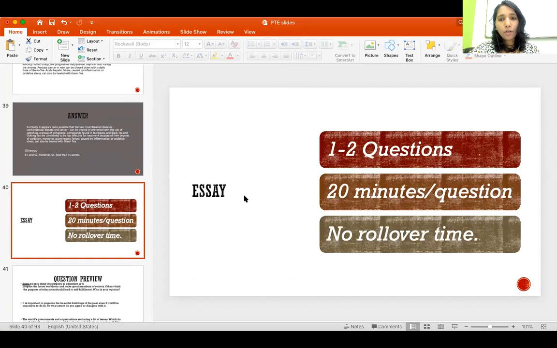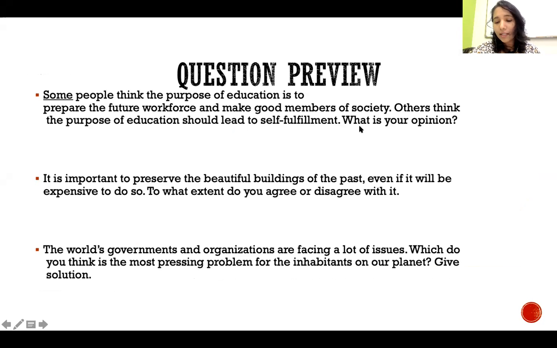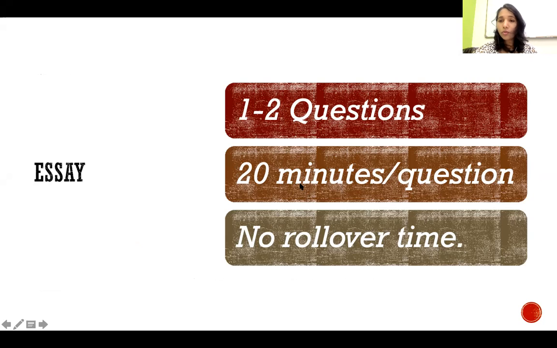So let me talk to you about the essay, what it is like. The essay has about 1 or 2 questions. So you'll be coming across 1 or 2 topic sentences. In other words, you'll have to write 1 or 2 essays. Each essay is for about 20 minutes. So you are timed for 20 minutes per question. You are allotted just 20 minutes per essay, and there's no rollover of time.